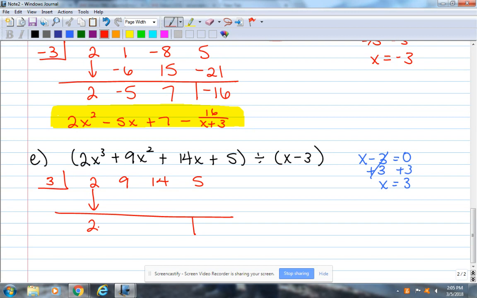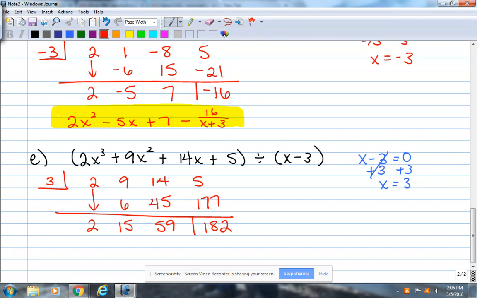That's right. So then corner times the bottom, then you add. 3 times 2 is 6, and we put it right here. And then we do what? We add them and get 15. And once we get something on the bottom, 3 times 15 is 45, and then we add and get 59. What's 3 times 59? 177. And what is 5 plus 177? 182.